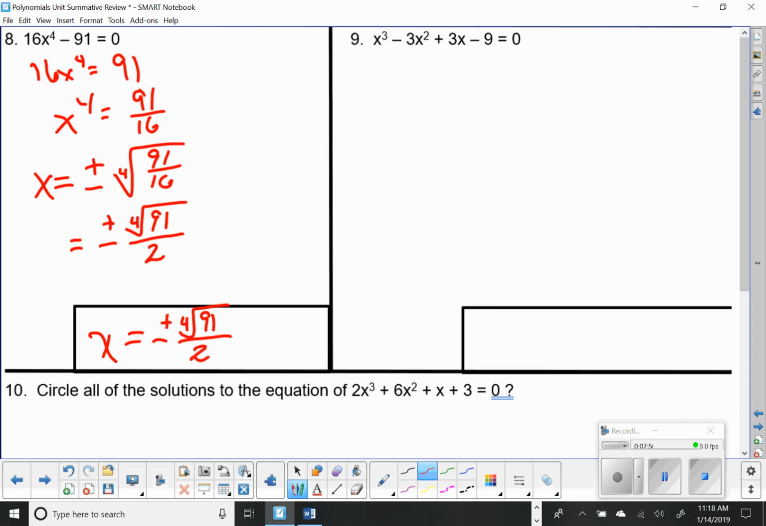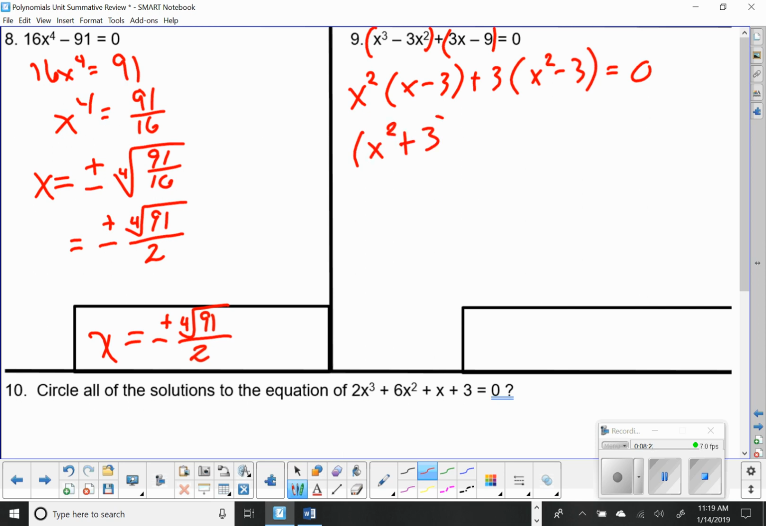Here, I've got another one. Now this one I can go ahead and group easily. And I don't need to add any minuses. So I'm going to get x squared times x minus 3 plus 3 times x squared minus 3. Again, greatest common factor. You should be able to factor now. Now we have x squared plus 3 times x minus 3 is equal to 0.